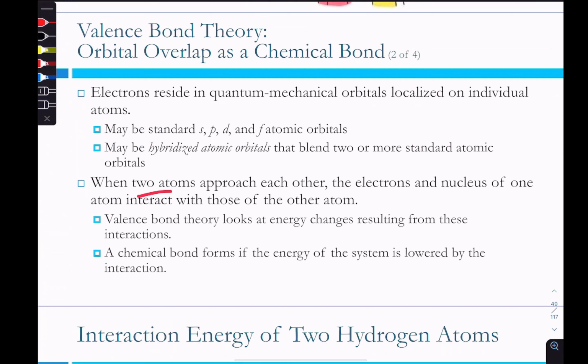So when two atoms approach each other, the electrons and the nucleus of one atom interact with those of another atom. And valence bond theory looks at those energy changes resulting from those interactions. And then if the energy of the system is lowered by the interaction, you get a bond.